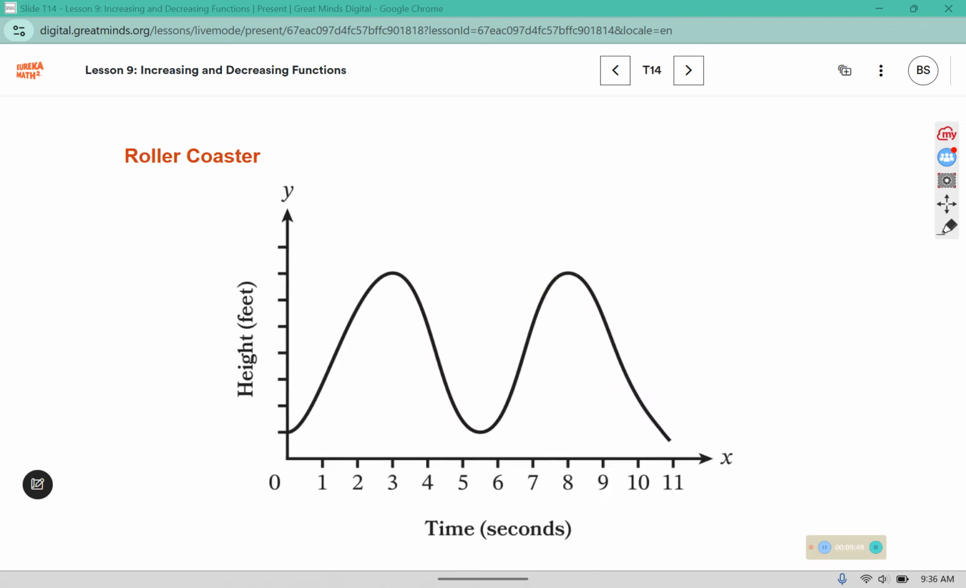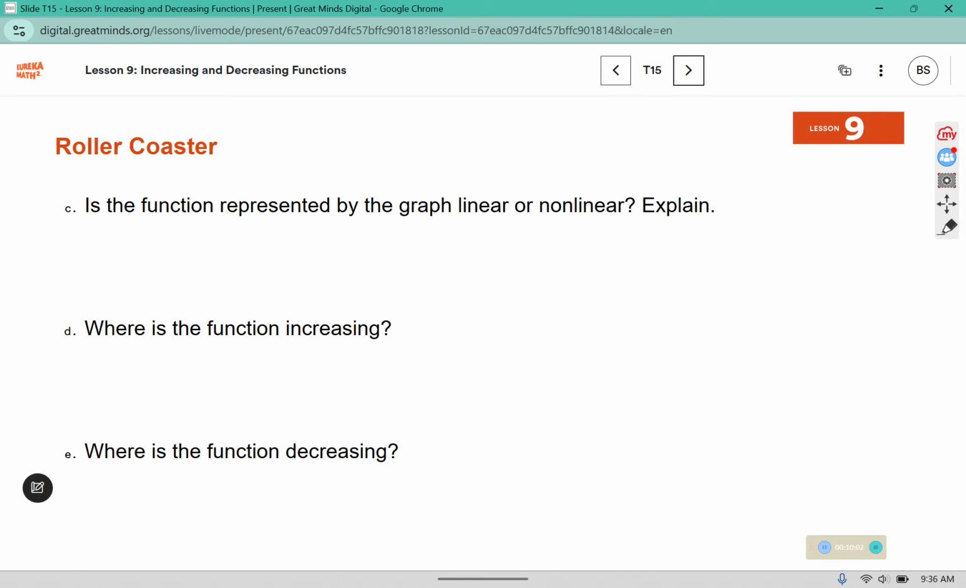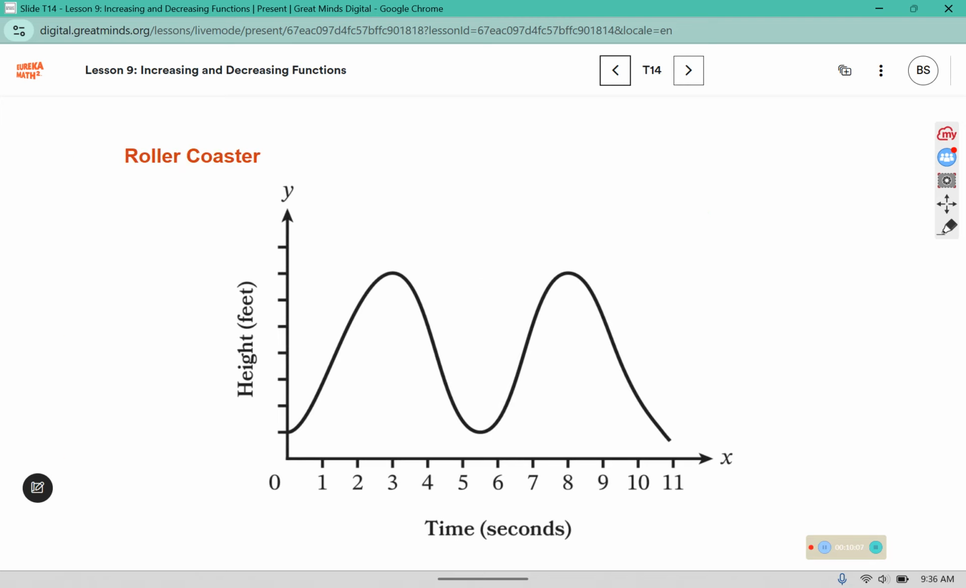Here is the actual graph of that data. You can see that it starts to go back up in the second loop at around 5.5 seconds, right there in the middle. Is the function represented by the graph linear or nonlinear? Well, this is not a straight line, so it would be nonlinear.